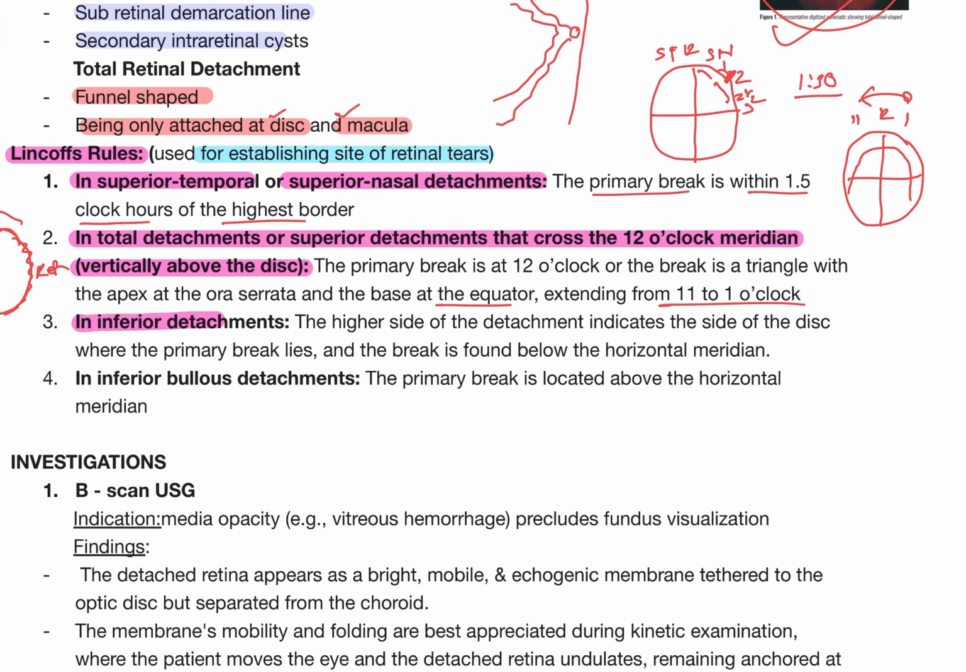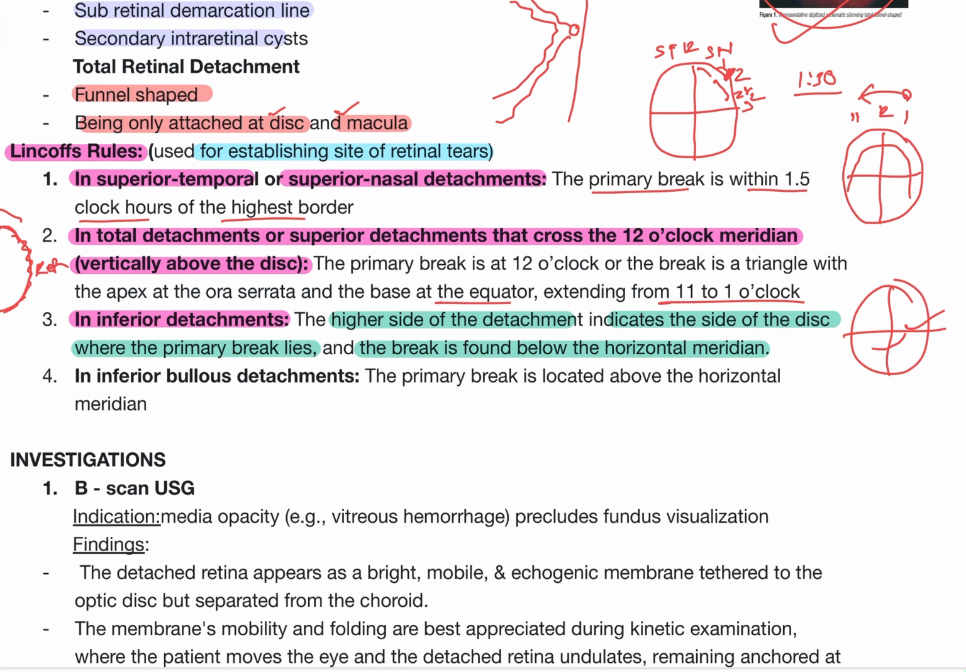Next is inferior detachment. In inferior detachment, the higher side of the detachment indicates the side of the disc where the primary break lies. The break is found below the horizontal meridian. I think you can understand this by yourself, but if you want me to, I'll explain. The break is below the horizontal meridian, on the side of the highest side of detachment. So this is your highest side, right? The detachment will mostly be in this quadrant. Then you have something called inferior bullous detachment, where the primary break is above the horizontal meridian.